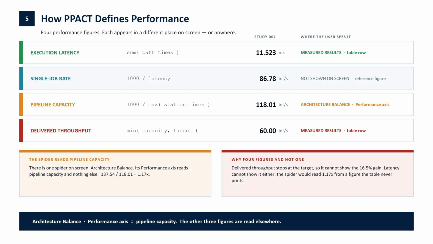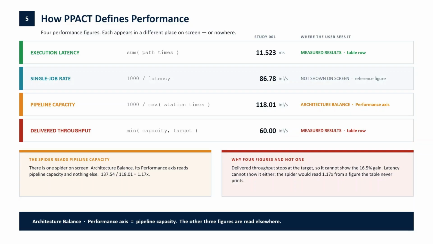The right-hand column on the screen shows where each value appears in the actual interface. Execution latency and delivered throughput appear as rows in the measured results table. Pipeline capacity is the metric used by the performance axis of architecture balance. Single job rate does not appear directly on the screen. It is included here only as a reference value to explain the definition.